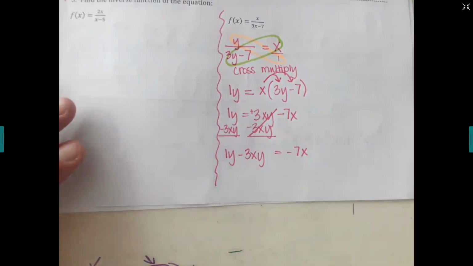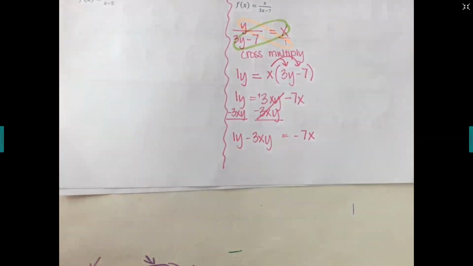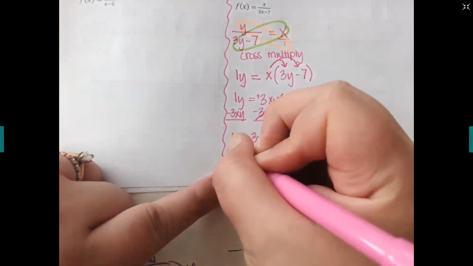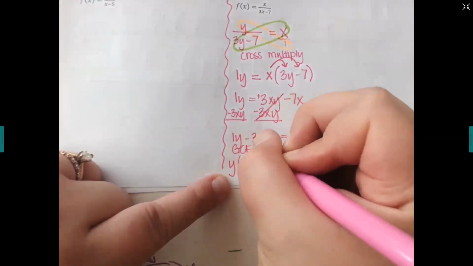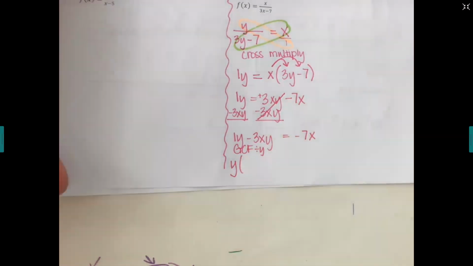Okay, then from there, what do both of those terms have? They both have the same letter y, right? So I can take the y out. We're going to GCF and divide the y out. What would be left over in the parentheses? So I had a 1y, but I took the y out. What's left there? Just a 1.